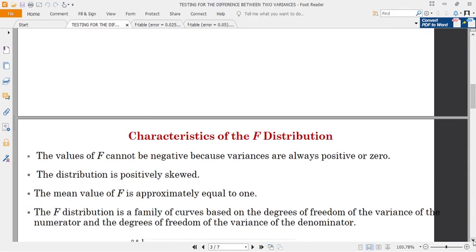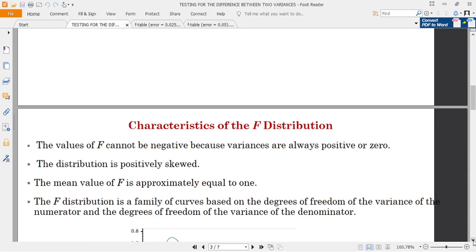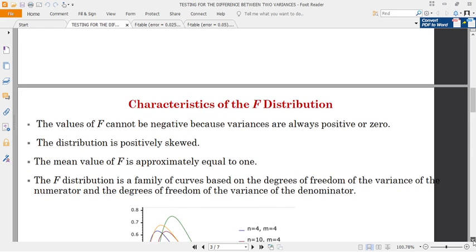An F distribution can never be negative because here we are looking at variances, and remember variances are square numbers that are always positive. We can't have a square number that is negative. An F distribution is positively skewed, whereas the normal distribution was symmetrical. This is skewed, and the mean value of F is approximately equal to 1. Remember, the mean for a normal distribution is 0.